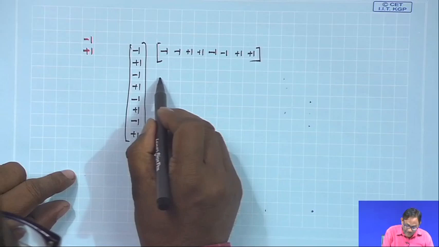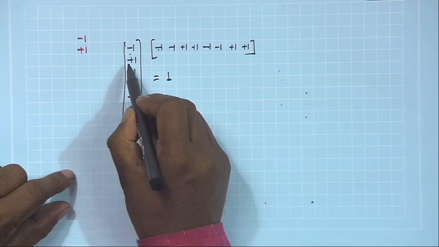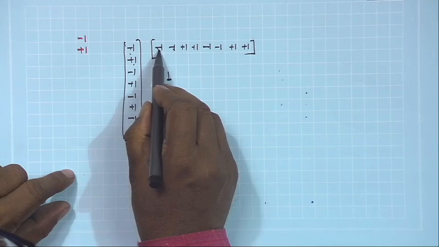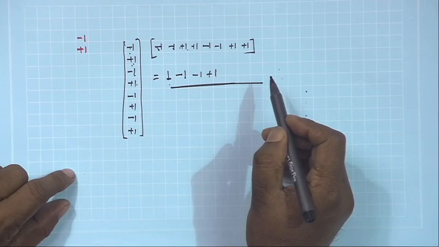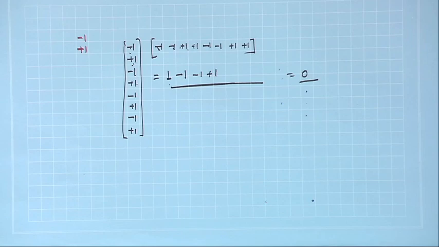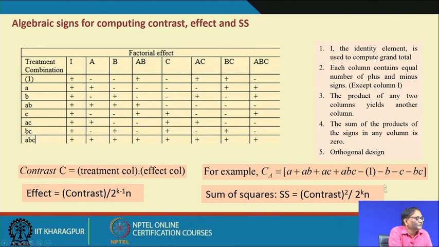If you multiply these, what are you getting? This into this is 1. Then this into this, this is minus, this is minus, so plus 1; this into this minus 1. So like this, you will be getting an equal number of plus and minus, and finally it will be 0. And if you multiply the two columns, you will get another column, so the sum of this will lead to 0. So, this is orthogonal.